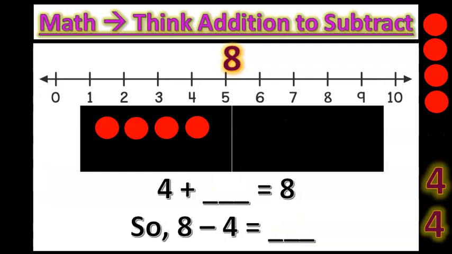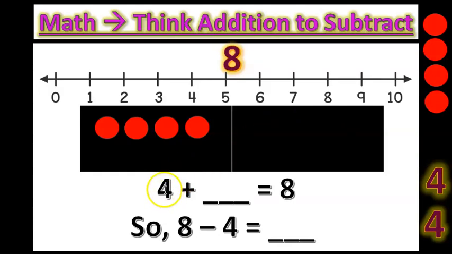Same thing. We have our number line here. We have 8 here. Therefore, this needs to be 8. 4 is up front. We already have 4 red circles up here. We don't know the answer to this because we need this number line to help us figure out how many circles go in here. Now, like always, we're going to have to use the number line.